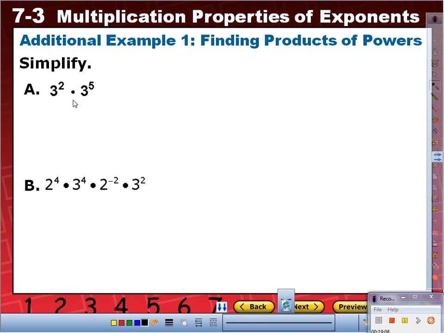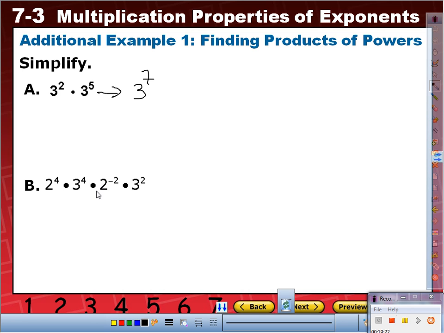3 to the 2nd times 3 to the 5th. Everyone, what does that become? 3 to the 7th. The base stays the same, and the exponent changes to that. Are we there so far?